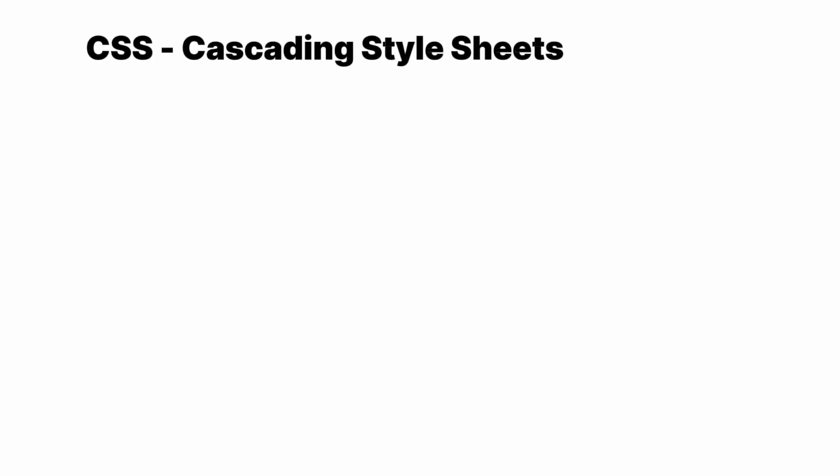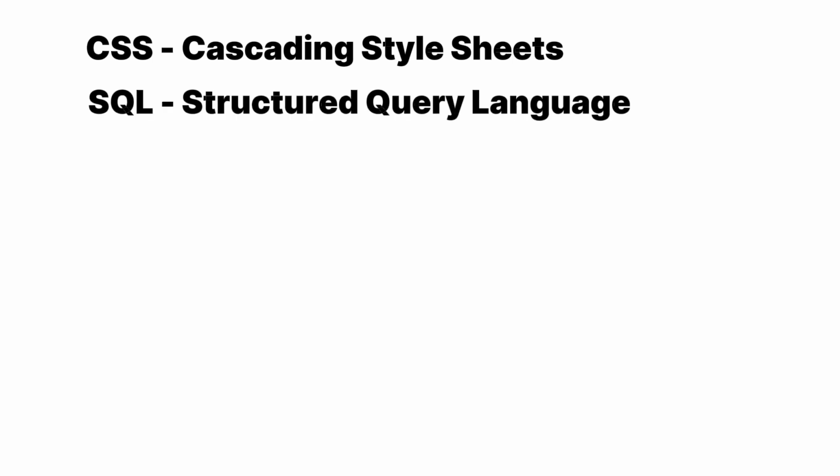CSS. CSS stands for Cascading Style Sheet. It is used to control the appearance and design of web pages. SQL. SQL stands for Structured Query Language. It is used to work with data stored in relational databases.